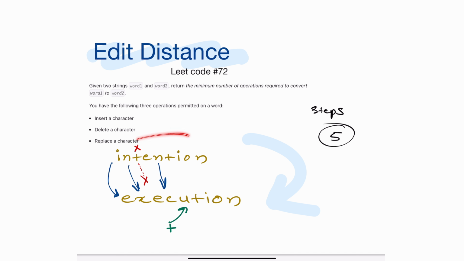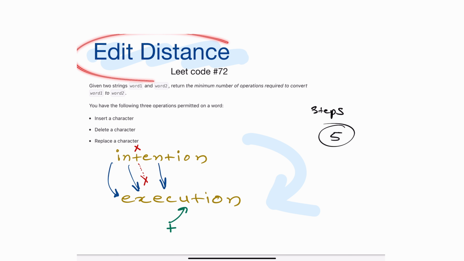That means I want to convert this string s1, which is "intention", to s2, which is "execution". In order to convert this text into that text, what are the minimum operations required? When I say operation, for example, this I is not matching, so I need to replace I with e. This is called a replace character. So the possible operations are insert, delete, or replace.